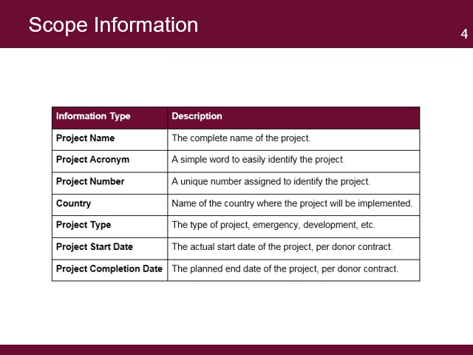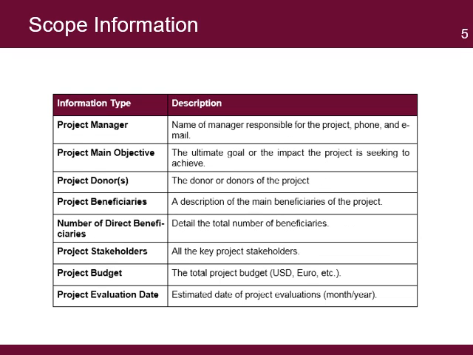General information includes the basic information of the project, such as the project name, the acronym, the number, country, the project type, and the start and end date of the project. Additional general information includes the name of the project manager, the main objectives of the project, information about the project donor or donors. It also includes a description of the project beneficiaries and the estimated number of direct beneficiaries, a small list of the key stakeholders, which can include partners, the total project budget, and the estimated dates for the project evaluations. This information is set up at the beginning of the project and requires little or no changes. It provides high-level information about the project to all the stakeholders.